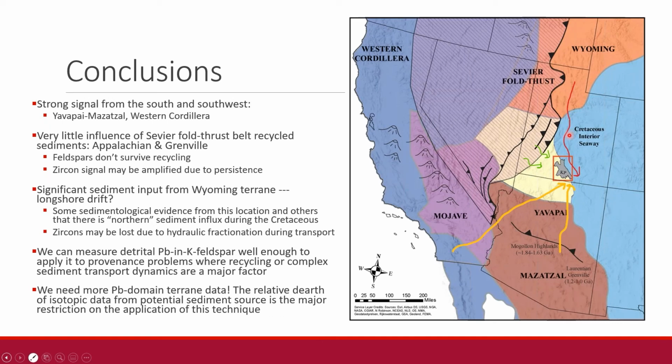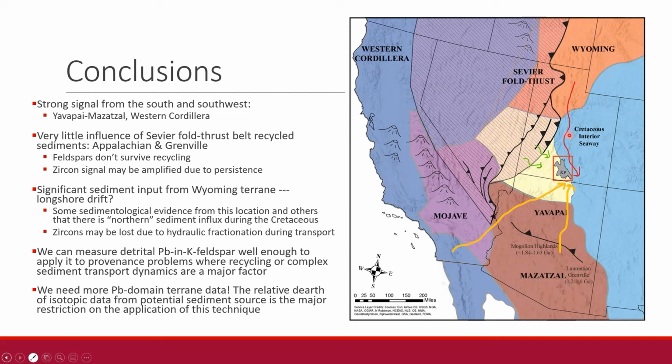We also see this pretty significant input of our Archean Wyoming terrane. And this is kind of exciting because we don't see it in the zircon record. There is some sedimentological evidence from this location and others in southern Utah that there's quite a bit of longshore drift coming from the north, transporting sediment along the paleo shoreline there. And zircons being transported this way may be lost due to hydraulic fractionation.